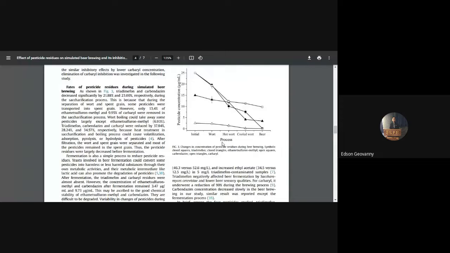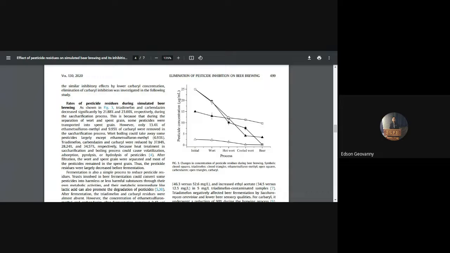And in this part, in figure 3, the fate of pesticide residues during beer brewing, triadimefon and carbendazim decreased by 21% and 23% respectively. The boiling process could cause volatilization, absorption, pyrolysis or hydrolysis of pesticides. And conclusion, the fermentation of ethanol was improved for this reason. In this article, the inhibition of fermentation by pesticide residue is resolved. Thanks.